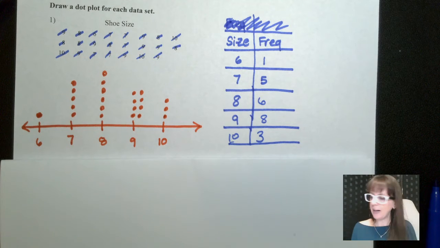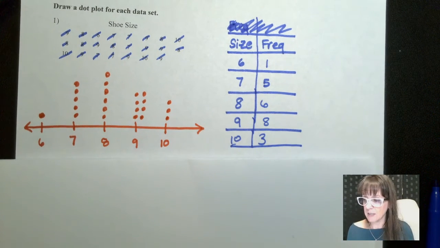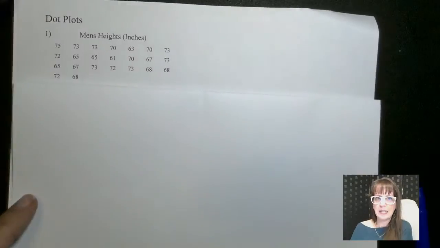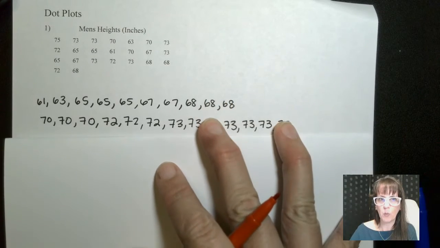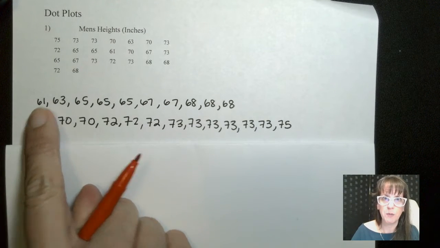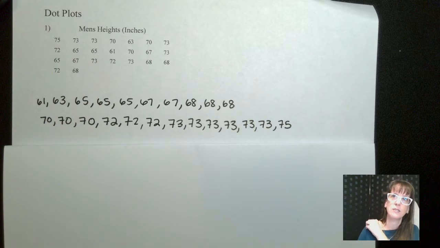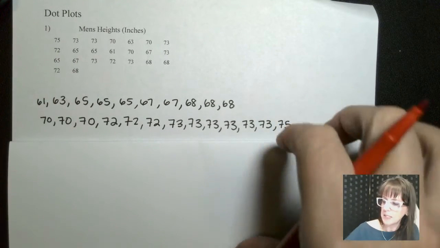Hopefully that helps. We can do another one here too, because I think that this is important. So let's do one more example so you can see how that works. So for this guy, we have men's height in inches, and I've gone ahead and organized the data for you in order just like this. Now, again, it's important that you look at your range. Your range is your largest minus your smallest. So our minimum is 61, our maximum is 75.